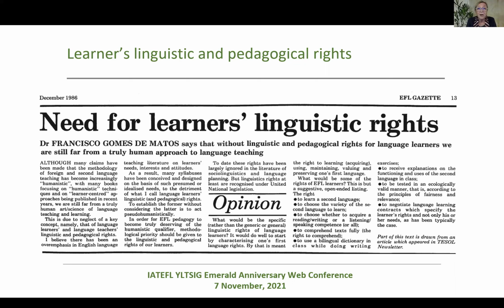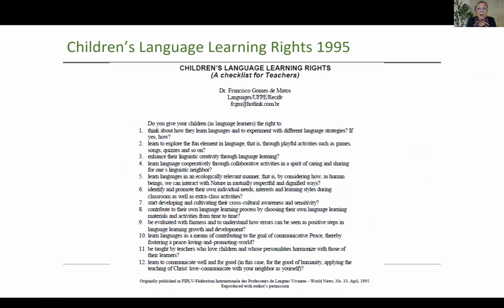And this very much sparked my own interest in children's language learning rights. And then in 1995, Francisco Gomes de Matos produced a checklist for children's language learning rights. Now, I'm not going to go through all of these here because they're too small to see anyway, but I will be coming back to children's language learning rights specifically in a minute.